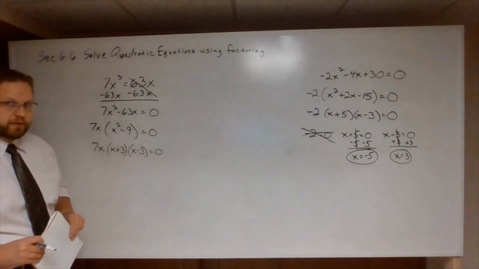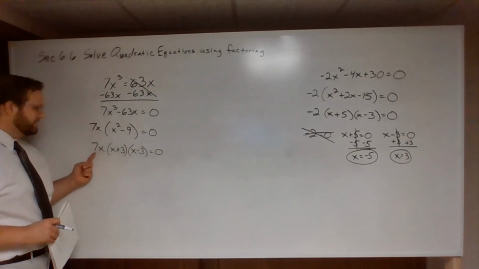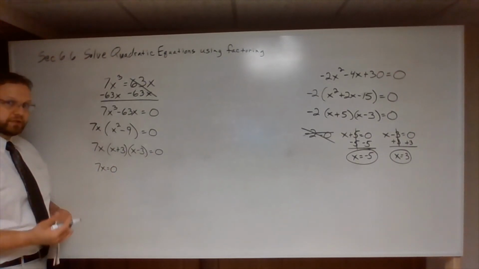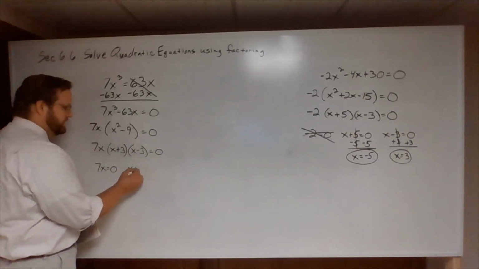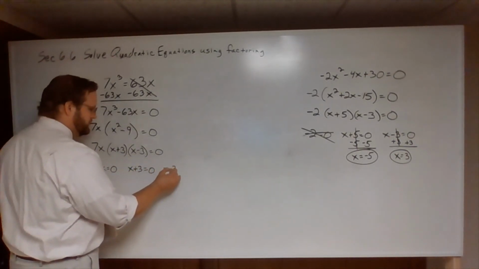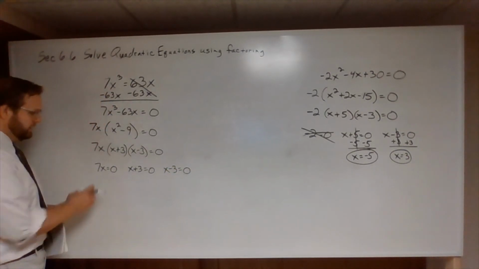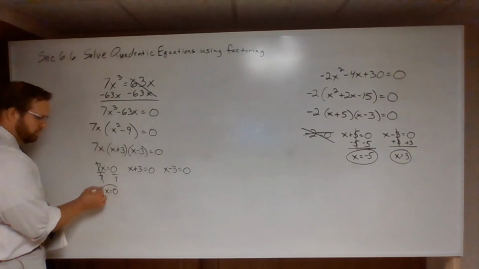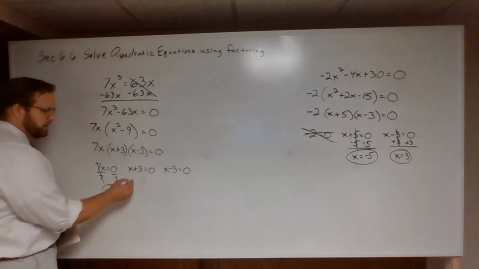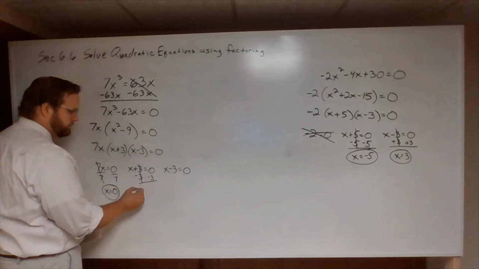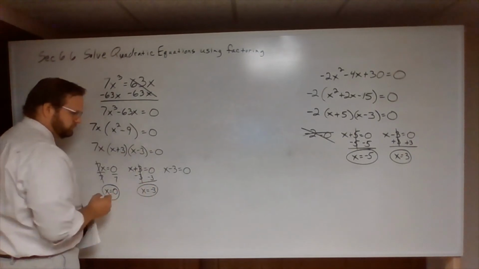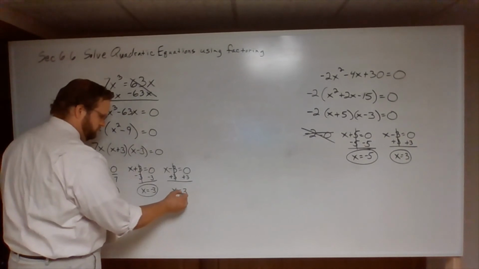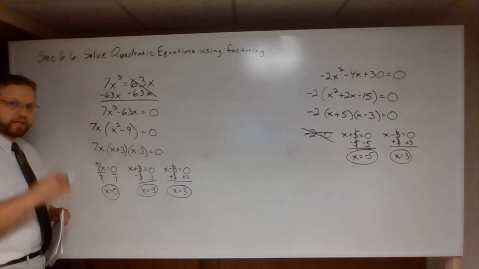Now, this is what I was talking about in that previous example. This doesn't just get tossed away. Because 7x equals 0, that is a solvable algebraic equation. So is this. So is this. Okay. Here, I would divide by 7, and I would just get a 0. Subtract 3. And add 3. And now I have 3 answers.